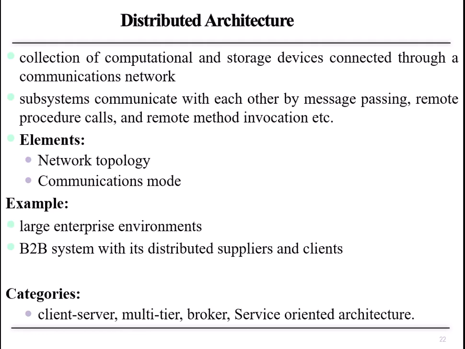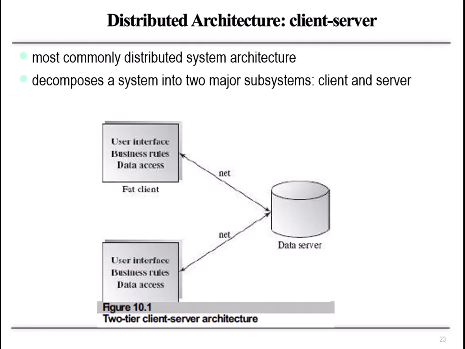So different categories include client server, where clients are agents connected to the main server. The client can be active or can be passive. Multi-tier, brokers, service oriented architectures all fall inside the distributed architecture. Most commonly, distributed system architecture decomposes a system into major subsystems. So these are two major systems involved in the distributed architecture: clients and server.